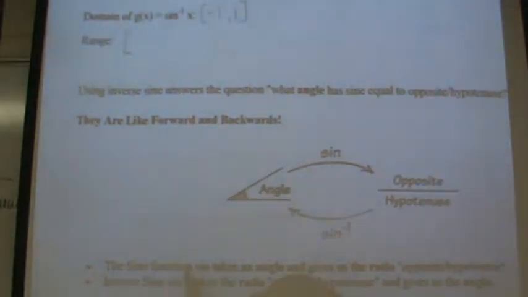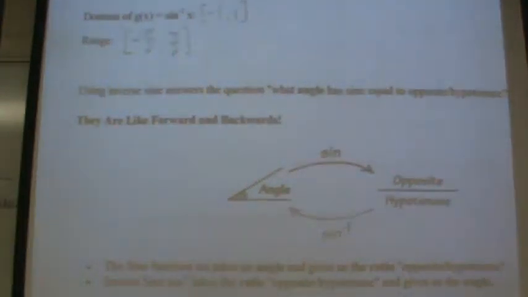And then our range. What were the possible y values that we could get out on our restricted graph? Negative pi over 2 to pi over 2. So when we're thinking about arc sine or the inverse of sine, these are the new domain and range that we have to be thinking about.